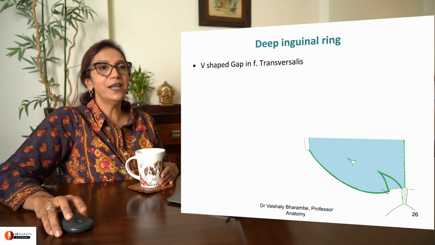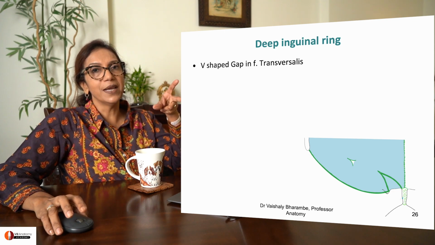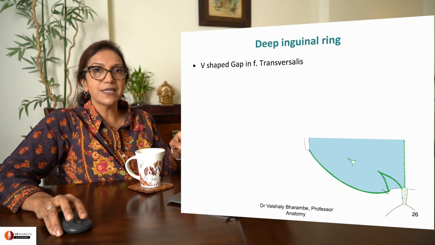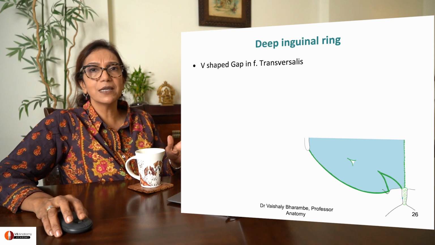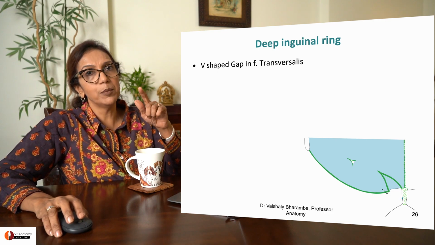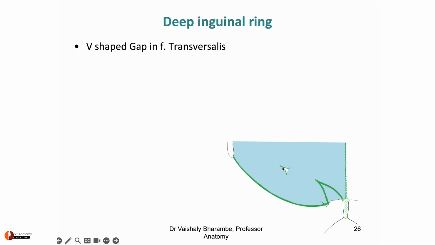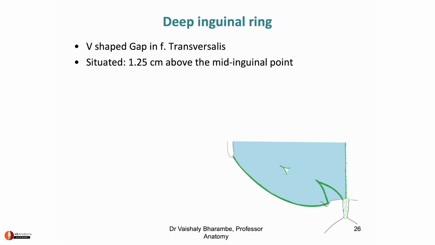So the deep inguinal ring is a V-shaped opening in the fascia transversalis. Look at the image. Don't keep listening to me. Look at the images. That will help you more. This is the deep inguinal ring. It is situated 1.25 centimeter above the mid-inguinal point. You have to learn to mark this on the cadaver. Its margins continue down as the internal spermatic fascia.